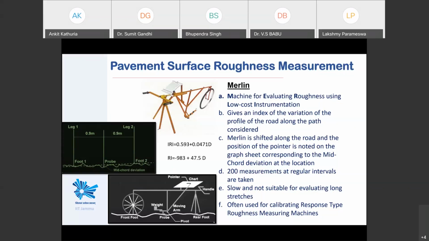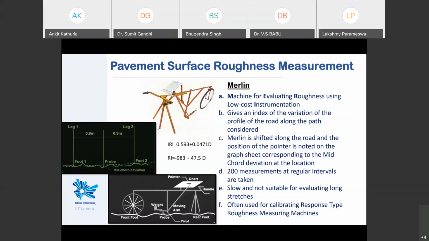Basically, this equipment gives an index of the variation of the profile of the road along the path considered. Merlin is usually a very slow estimation of roughness as compared to the bump integrator, wherein the vehicle speed is almost 32 km per hour. Merlin, on the other hand, is a manually operated equipment, and it's not suitable for evaluating long stretches.